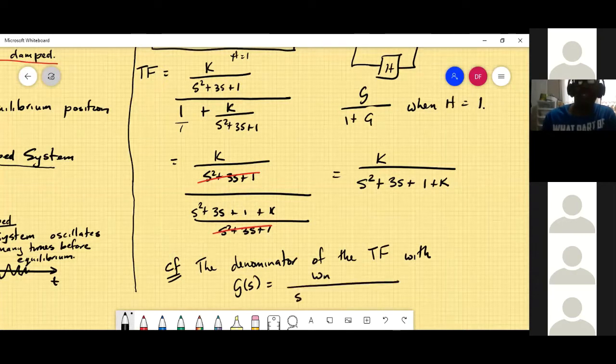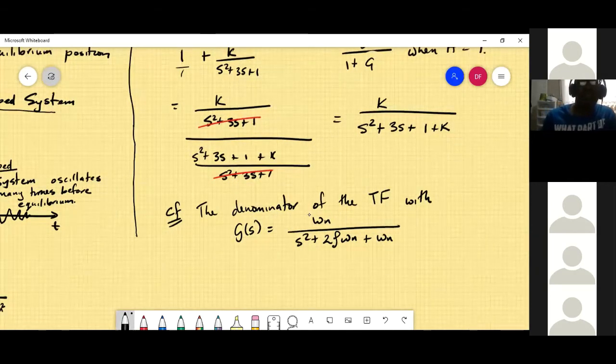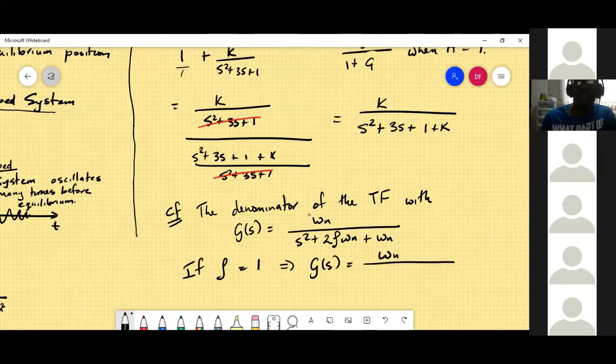So we're going to compare it with the general transfer function of the system. Now, if this system that we have here is equal to 1, then our G(s) is going to be equal to omega n. So you left out the s out of the denominator. Oh, gosh, sorry. So when this is equal to 1, then this is going to be omega n.